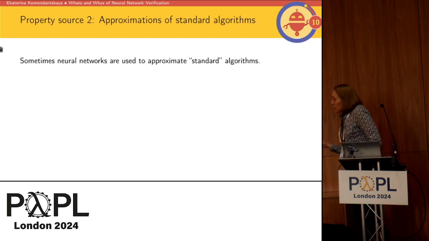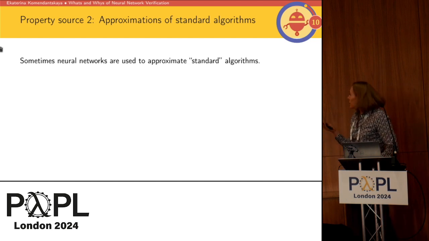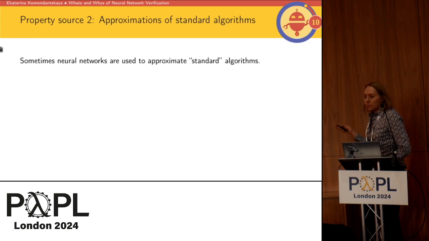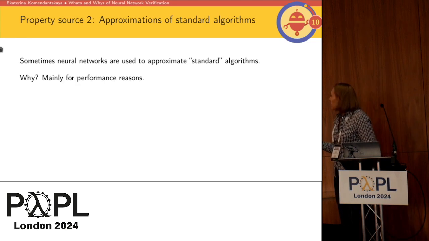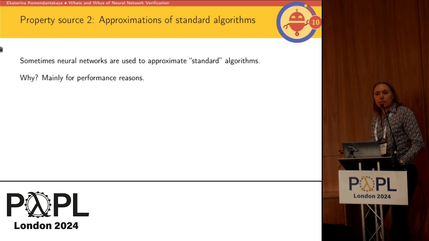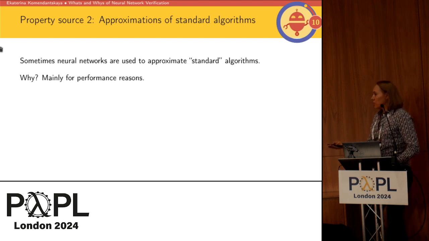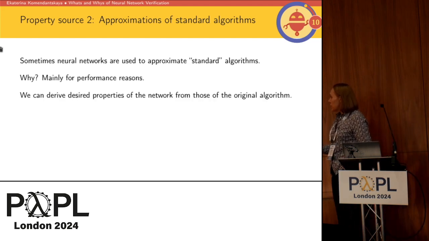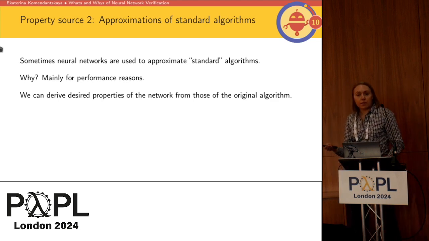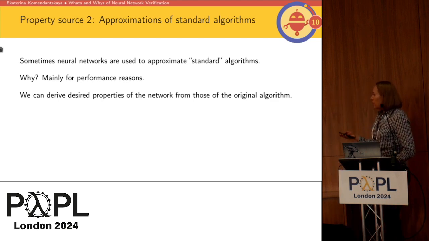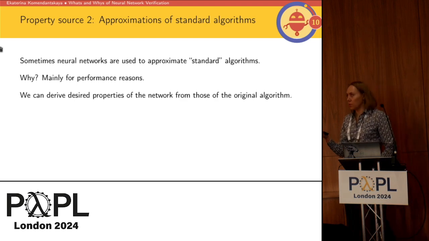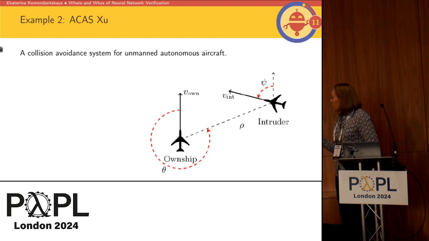The second source of properties for us is this. Sometimes neural networks are used to approximate standard algorithms. And why? It's mainly for performance reasons. So you had a standard algorithm, then you throw it away, train a neural network to do the same thing, but you still want to have some guarantees about the behavior of your neural networks, in which case verification properties are derived from the properties of your original algorithm. So let's have a look at the example.